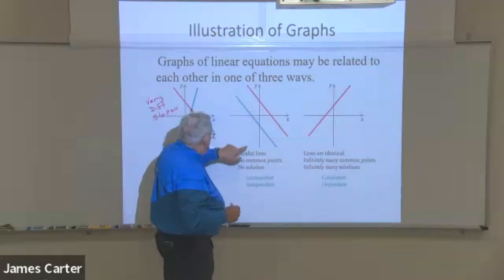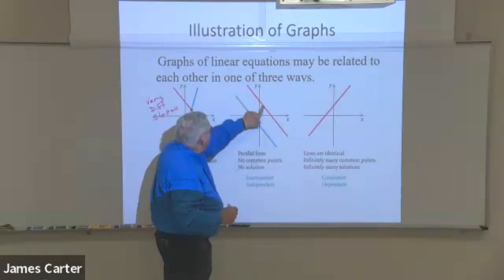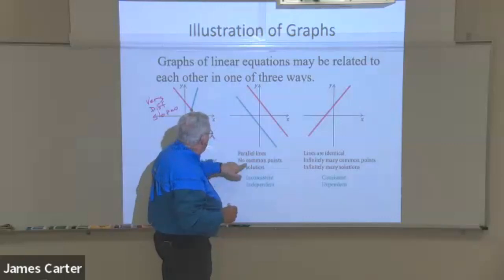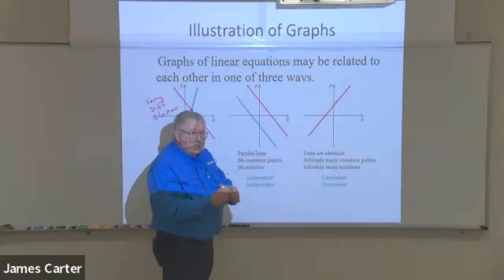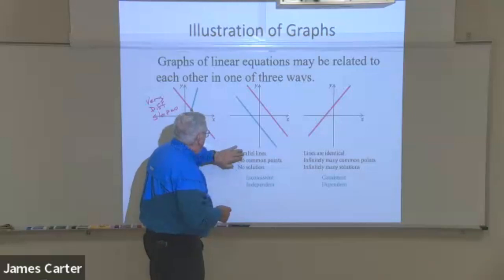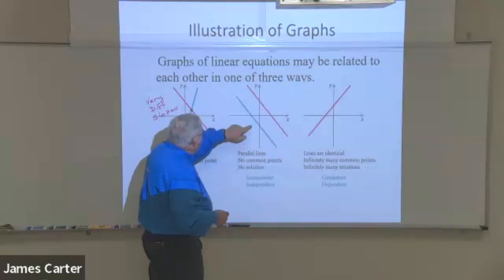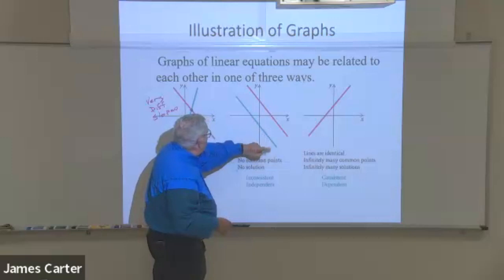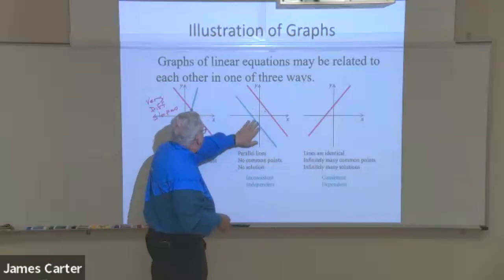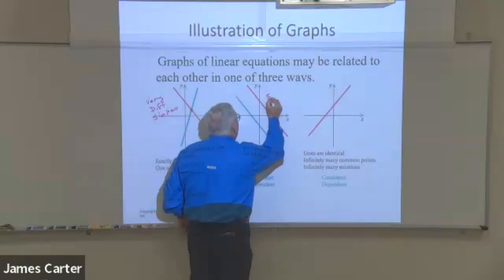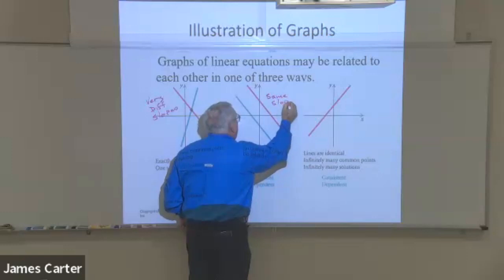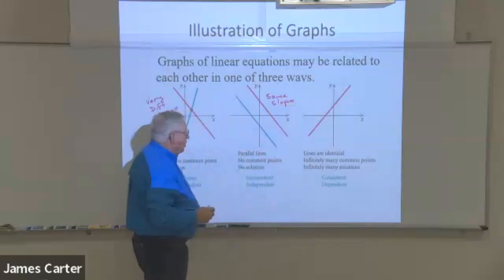Parallel lines. Parallel lines share no common points. And we'll talk about differences in the slopes for parallel and perpendicular lines a little later. And these two exist independently. These two will have the same slope as one of their characteristics.